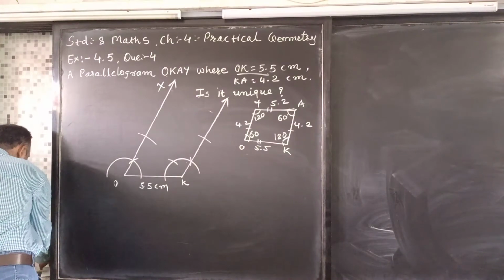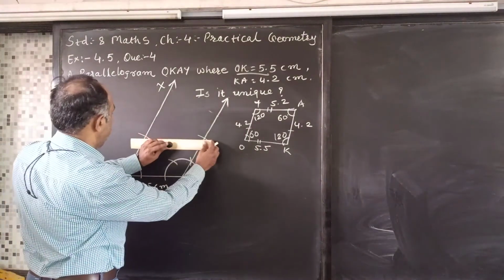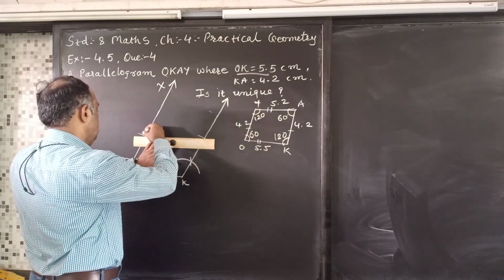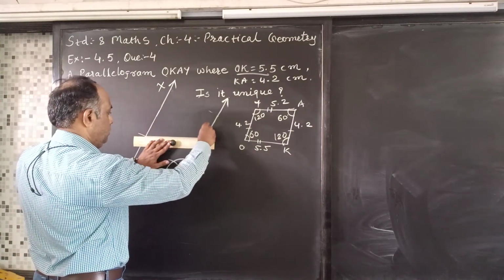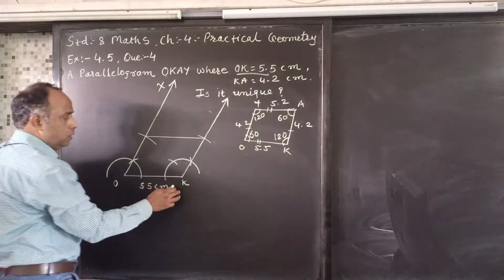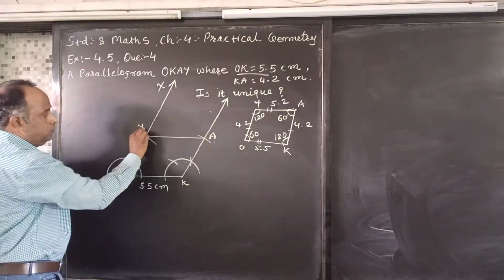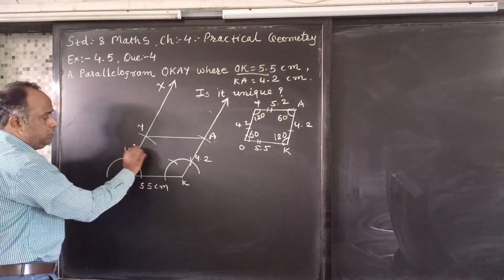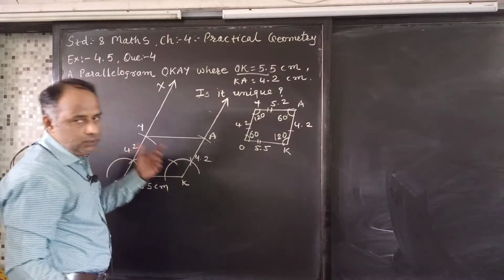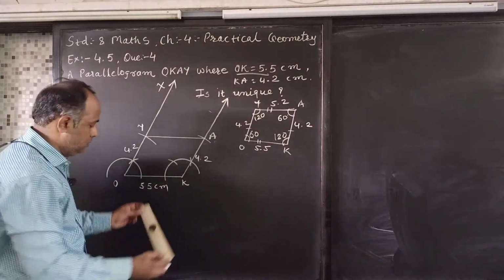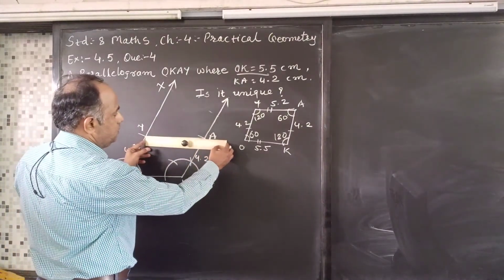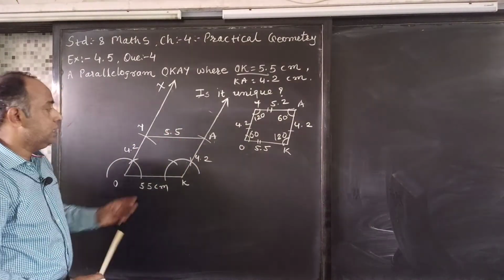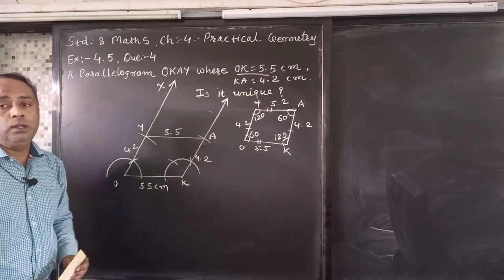Now the rest part is that we need to join both of them. Just join them and name it also O, K, A and Y. So this will be of 4.2, this will also be 4.2, and when you want to see something as a surprise, you can measure this, you will get it of 5.5 centimeter. So friend, this is how we will be able to construct the given parallelogram.